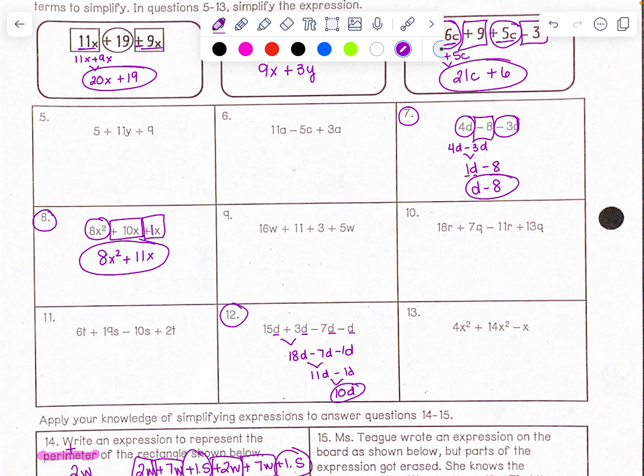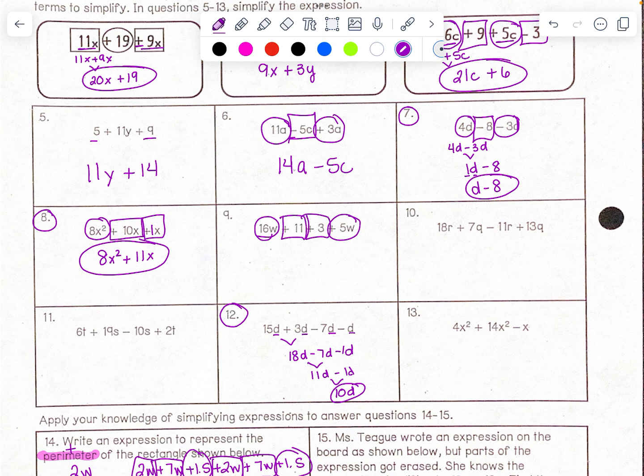Okay, you should have already done these, so I'm going to kind of move fast. Okay, I've got two constants. This is going to be 11y plus 14y. I've got a plus 3a. That makes 14a minus 5c. Next, w, then I've got my constants. 16w plus 5w is 21w. Plus 14 would be my final answer here.